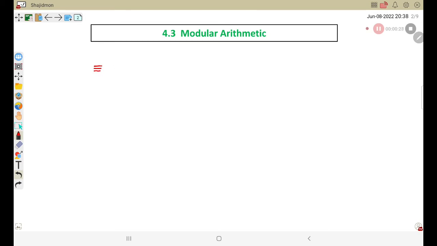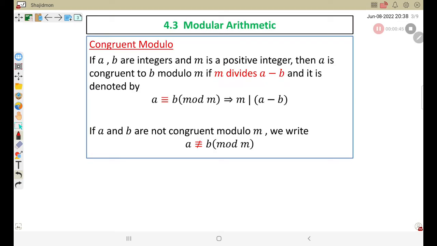We are using this symbol, calling it congruent. So what is the meaning of this symbol, congruent modulo? We will discuss this in section 4.3. See, what is the meaning of this symbol, congruent modulo?